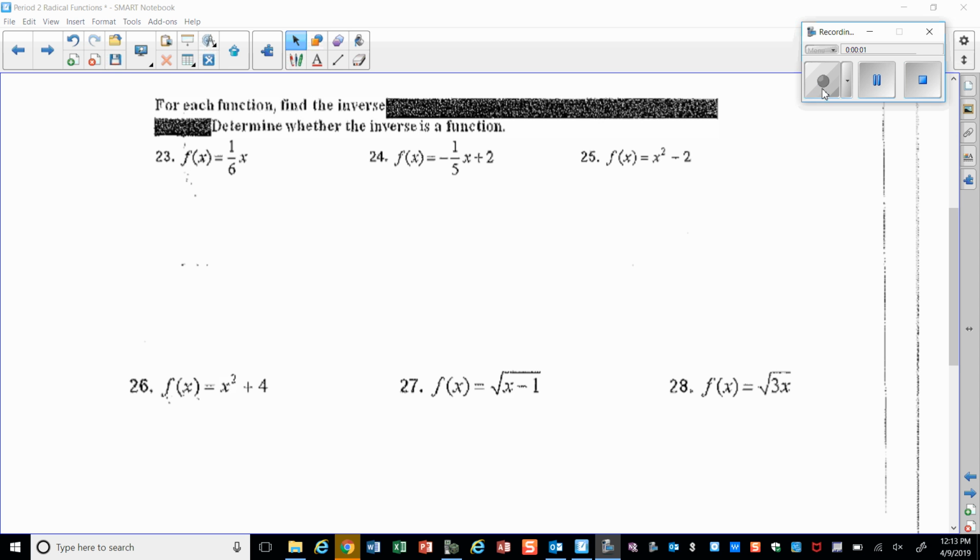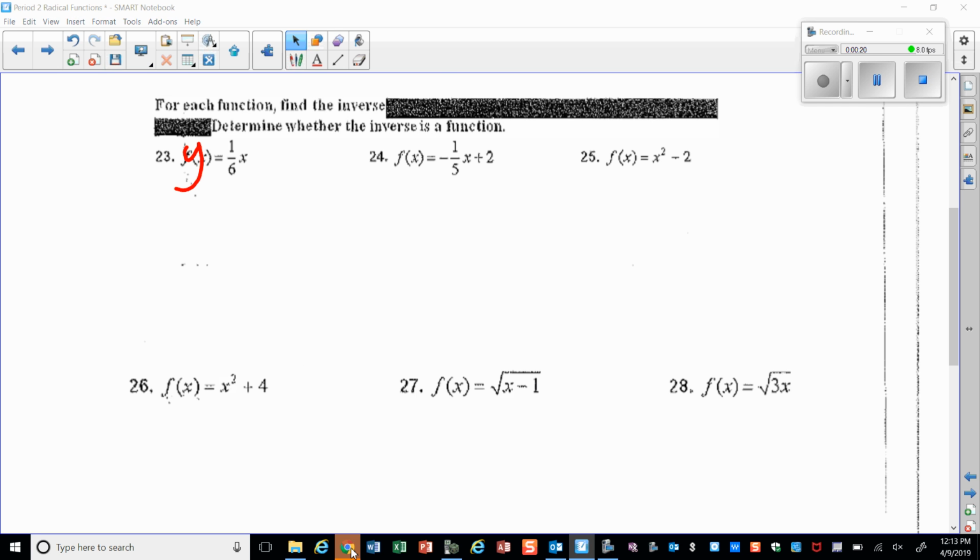Finding the inverse of the function. All right, so let's go ahead and look at the first function. So I'm going to make that f of x. F of x actually means y. So I can make that be y equals, and I'm going to put that into the calculator.